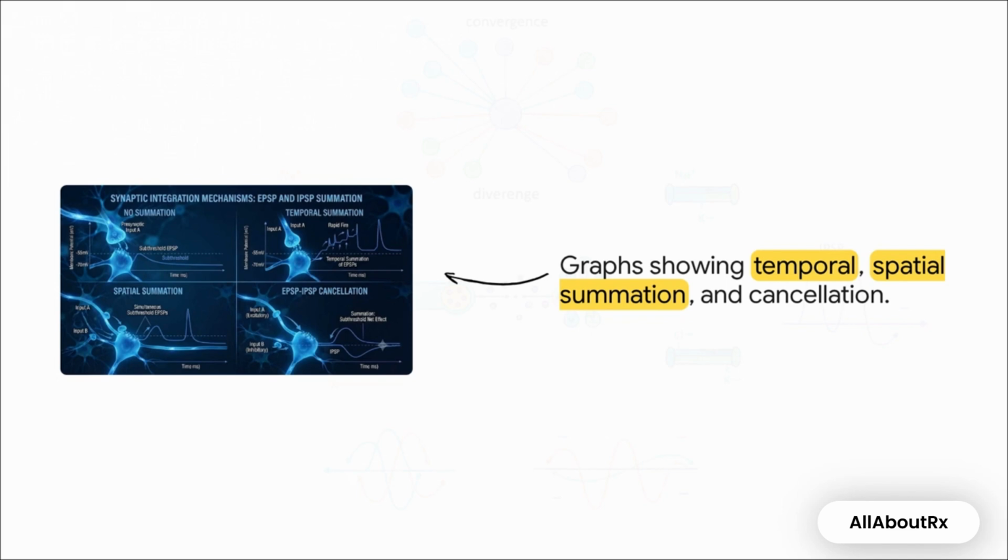This happens from simultaneous multiple inputs. Their individual EPSPs add together all at once to hit the threshold. And finally, we have EPSP-IPSP cancellation, where an excitatory go signal and an inhibitory stop signal fire at the exact same time, effectively canceling each other out and keeping the neuron at rest.